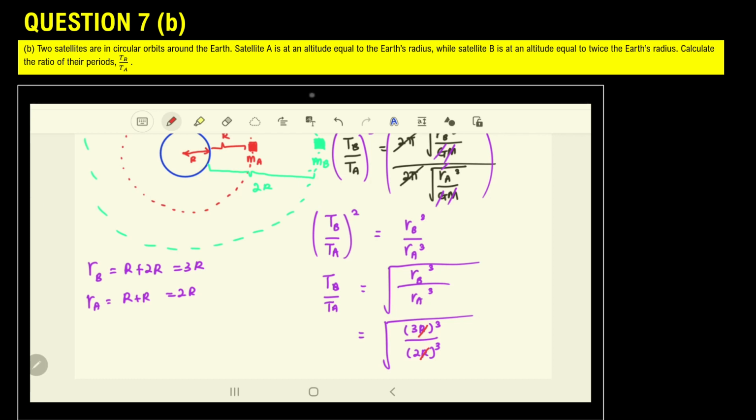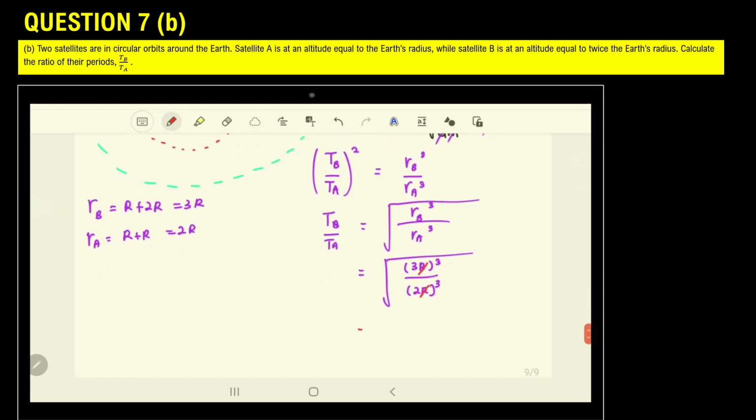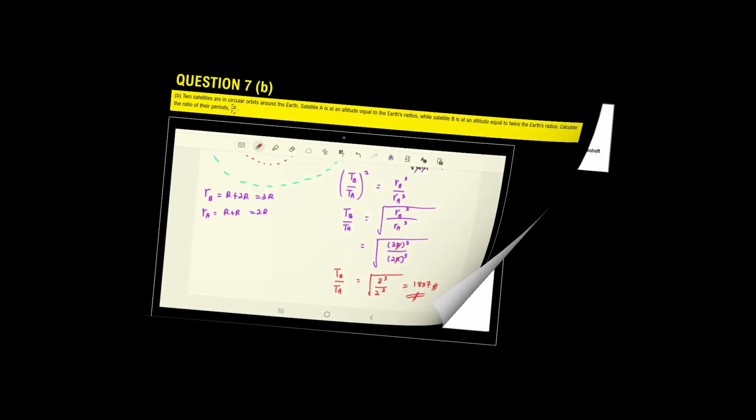And it is equal to the square root of 3 cubed over 2 cubed, and the answer is 1.837. There is no unit because it's a ratio, a ratio of their periods, TB over TA. Okay, so let's proceed to question number 8.